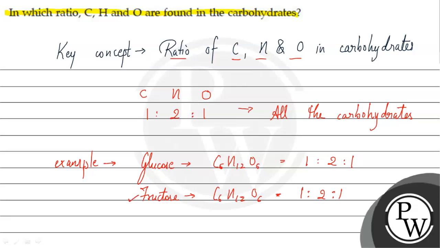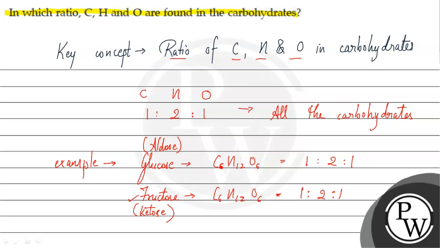Although fructose is a ketose, which means that the functional group that is present is a ketone group, and glucose is an aldose, which means that the functional group that is present is an aldehyde. But because the structural formula is same, we get that the ratios are same.